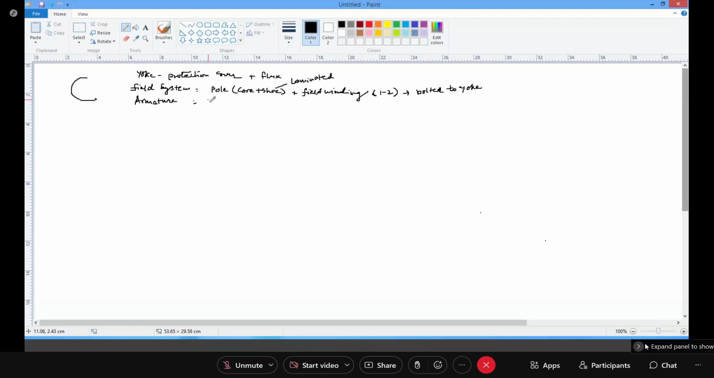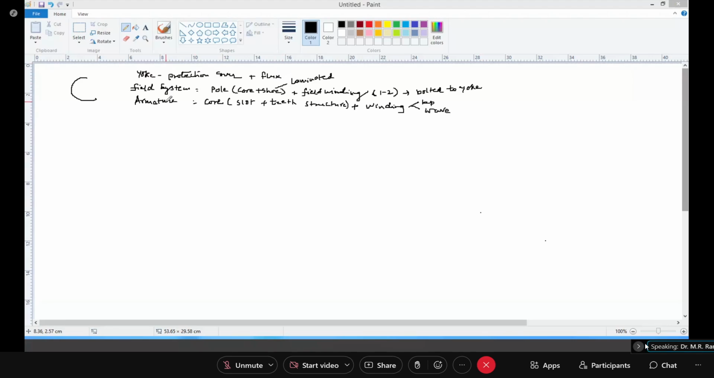So it has a core with slot plus teeth structure. Slot and teeth structure. It has a winding. And you have two types of windings, lap and wave winding. Clear?